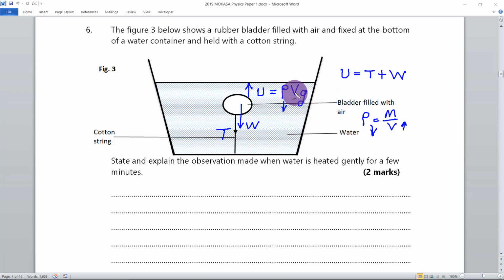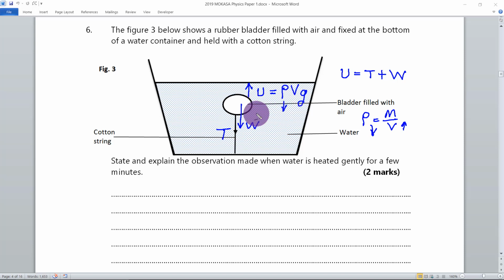This is the volume of the water displaced, which actually is equal to the volume of this object, which is the bladder. Because if any object is immersed in a liquid, then the volume of the liquid displaced will be equal to the volume of that object. So this V is the volume of the water displaced, which by extension is equal to the volume of this bladder, because the bladder itself is completely immersed. Remember, if it is partially immersed, then the two are not the same.